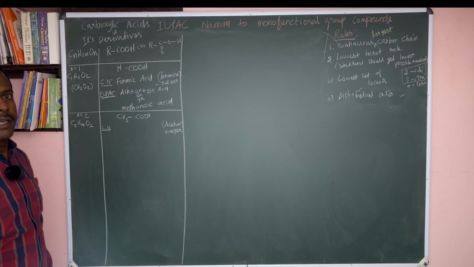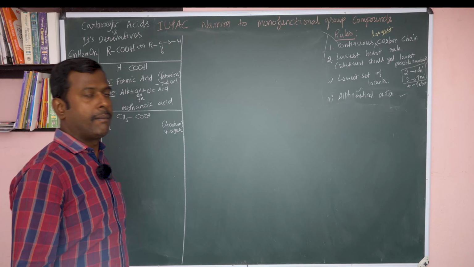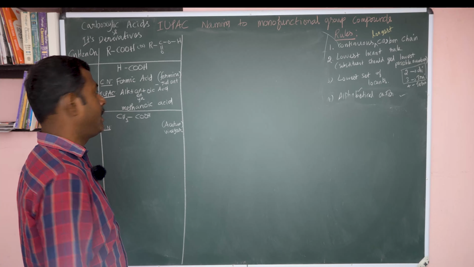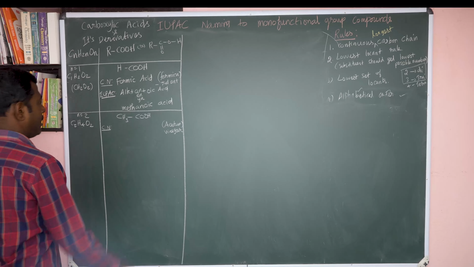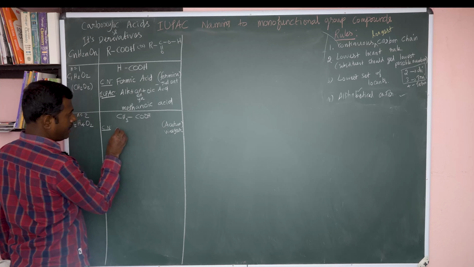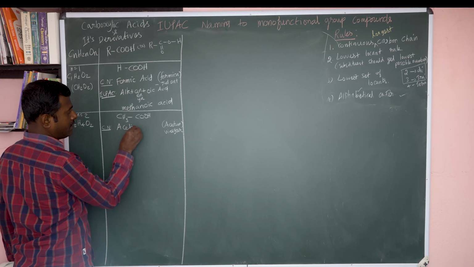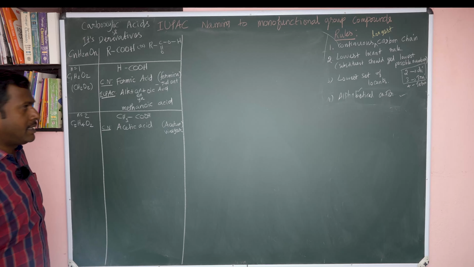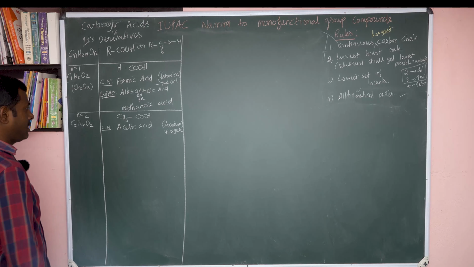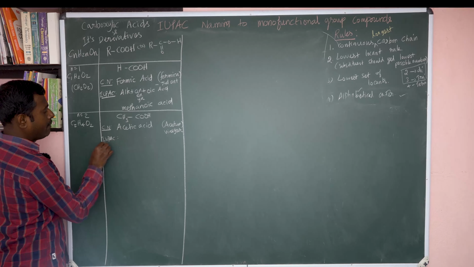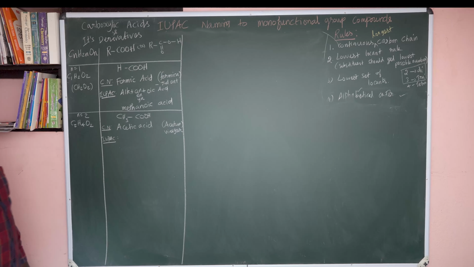Have you seen vinegar? This vinegar is used in the preparation of pickles, to maintain the acidity. The Latin name for vinegar is acetum. This acid is present in acetum. That's why the acid present in acetum is called acetic acid. So based on the source, we have given the common name. And the IUPAC name.